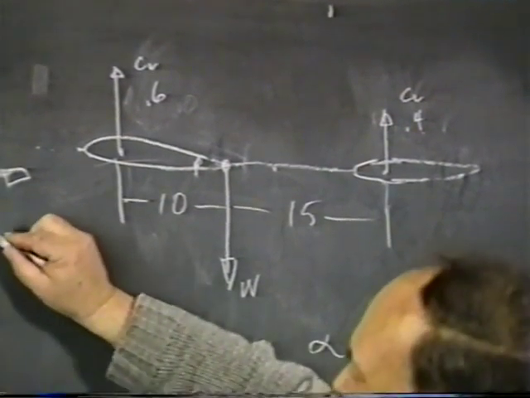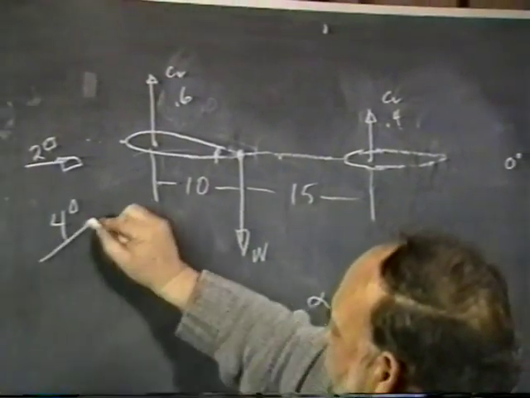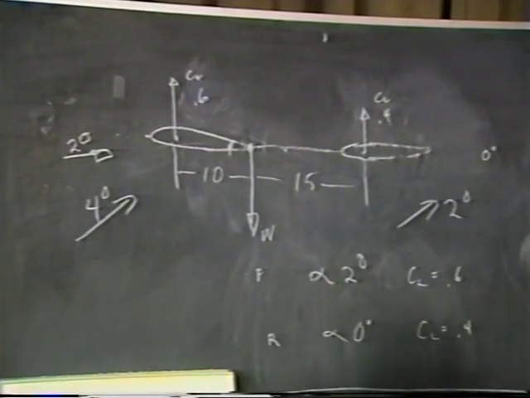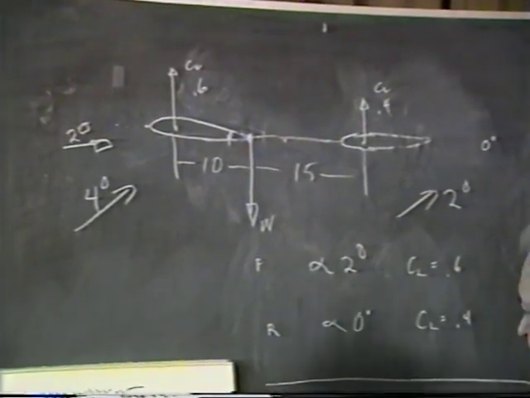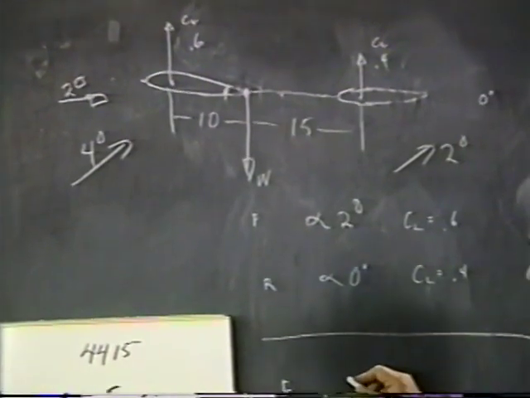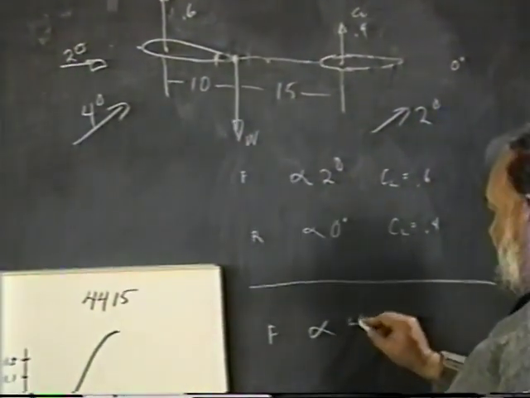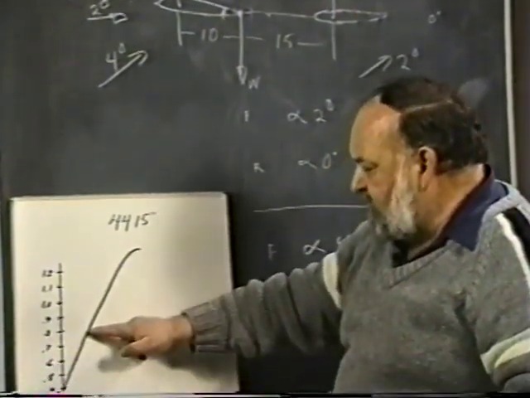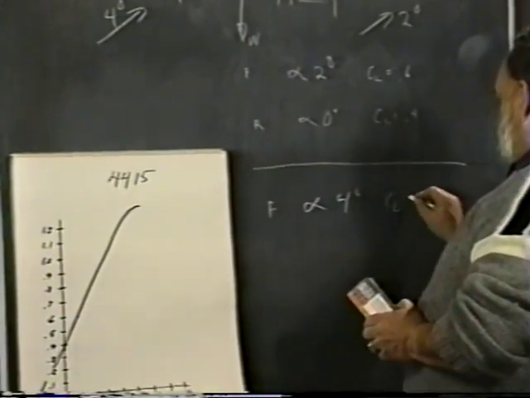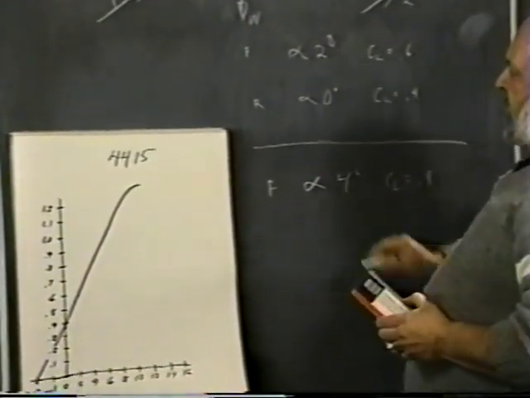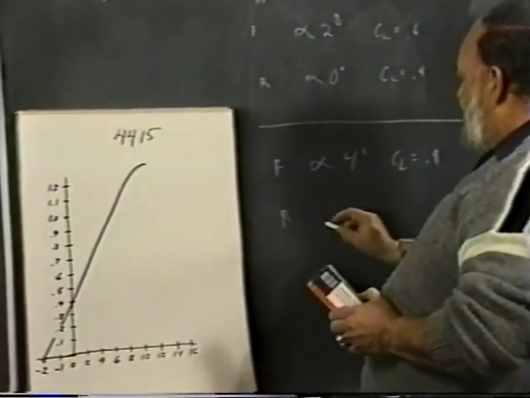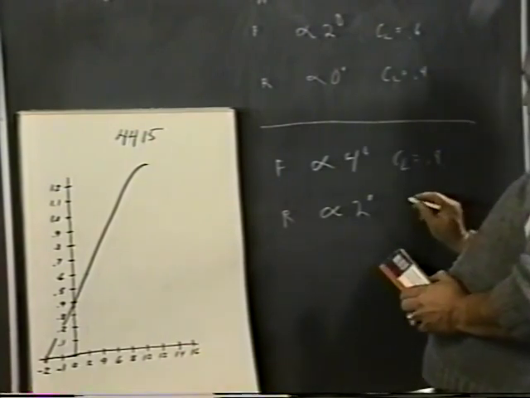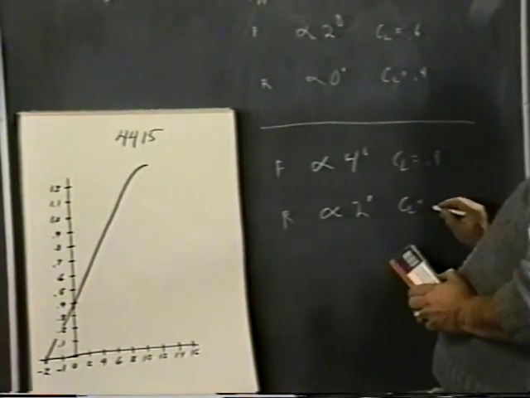And we now go to 4 degrees angle of attack here and 2 degrees angle of attack in the rear. Well, what is that going to mean? That means for the front section, the alpha now will be 4 degrees. At 4 degrees here, our CL is 0.8. On the rear wing, we're going to have an alpha of 2 degrees. And of course, 2 degrees will develop us a CL of 0.6.